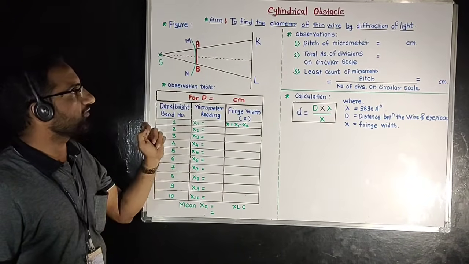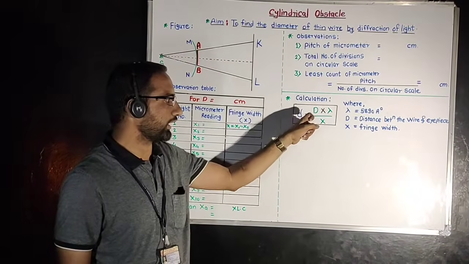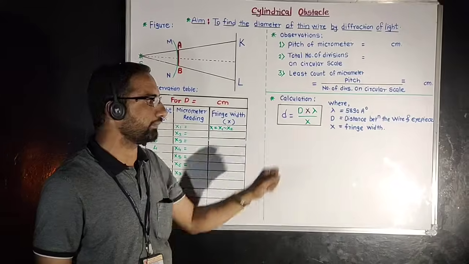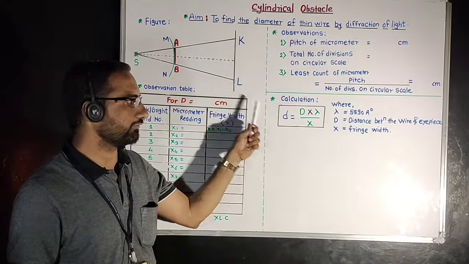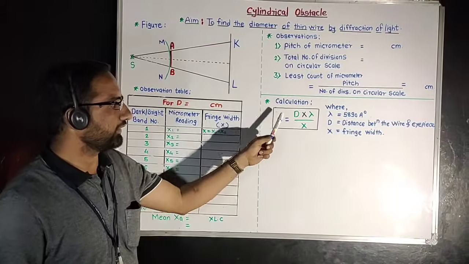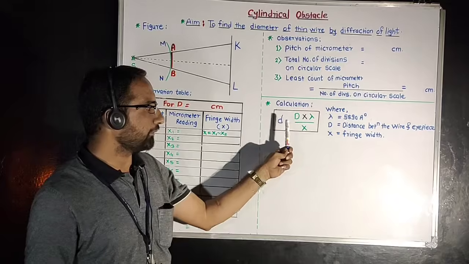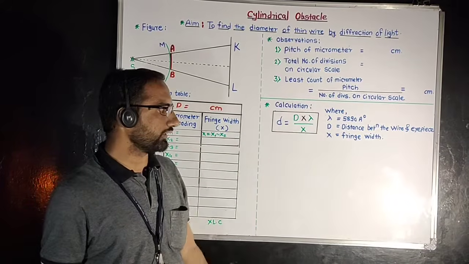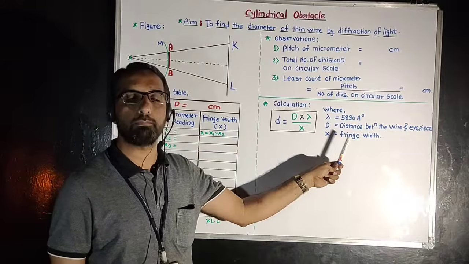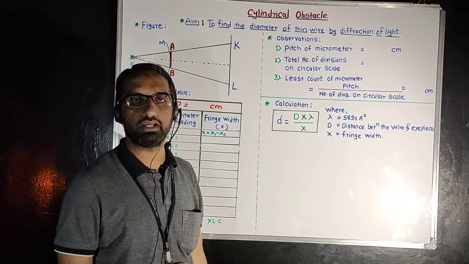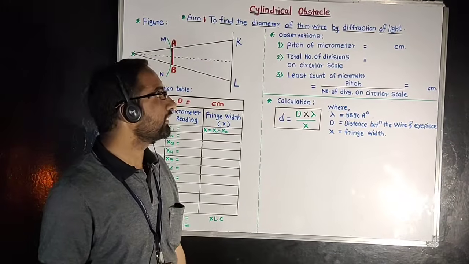Now the formula used for this cylindrical obstacle is d equal to capital D into lambda divided by x. So this small d is the diameter which is to be determined for that thin wire. Then capital D is the distance between the wire and the eyepiece, and lambda is the wavelength of light, which is 5890 angstrom unit, and x is the fringe width or bandwidth, that is the difference between either two successive dark bands or two successive bright bands.